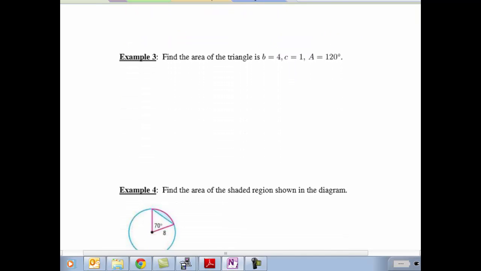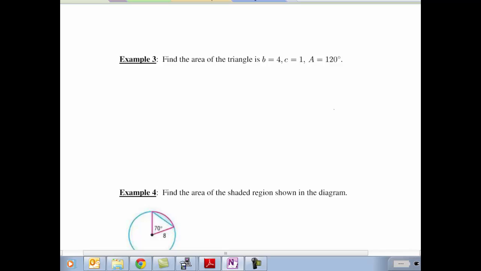A couple more examples. Instead of being given a picture, if we're given this information, side B is 4, side C is 1, and angle A is 120 degrees. 120, that's an obtuse angle. B is 4, C is 1. This is going to be the short side. This is going to be the long side, and then A is over here. We don't know A, but that's all right. We have the information with 2 sides and the angle between them.